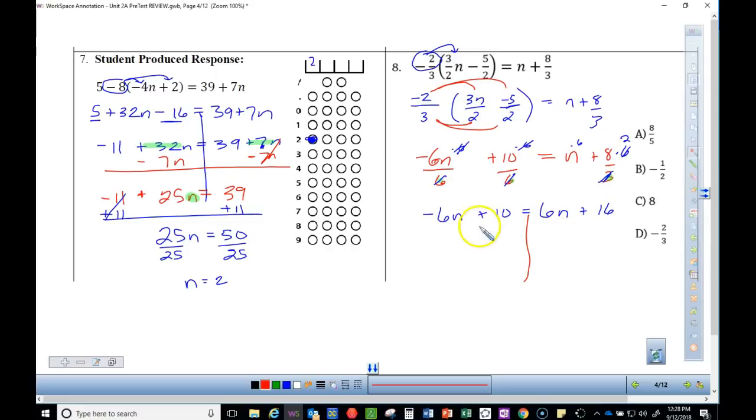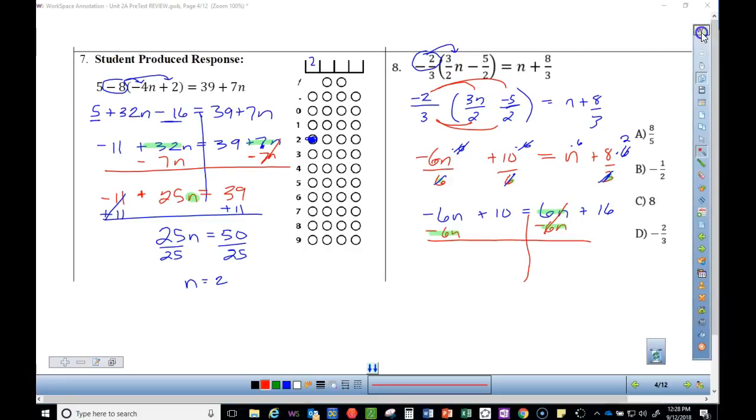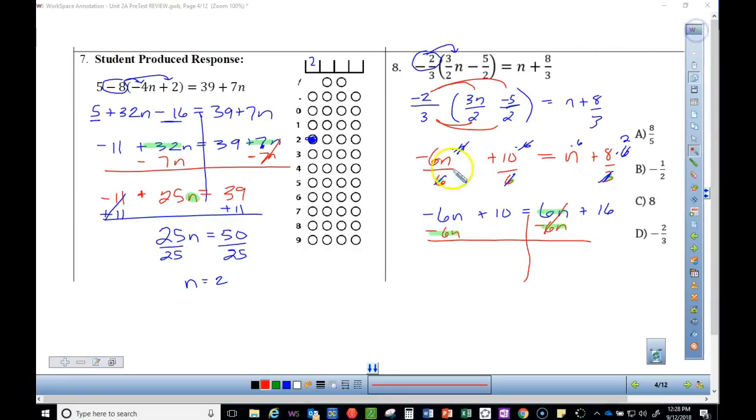Now, we have to get our variables on one side, so I'm going to minus this one. That's gone. I'm minusing that to both sides. Some people will accidentally cross this out and get 10 equals 16, and they'll be looking for no solution. So be careful, it might be there. But negative 6 minus 6 doesn't cancel. It makes negative 12n. So watch out for that.